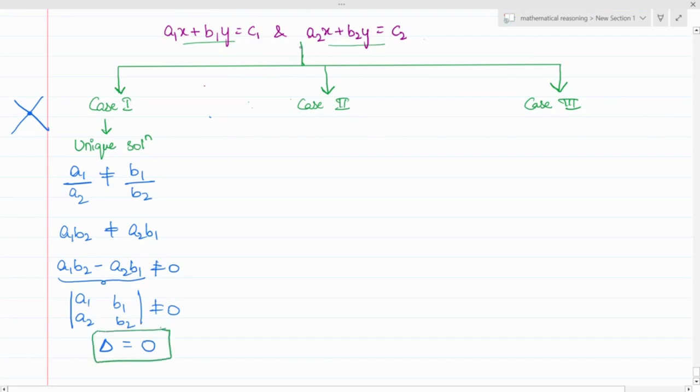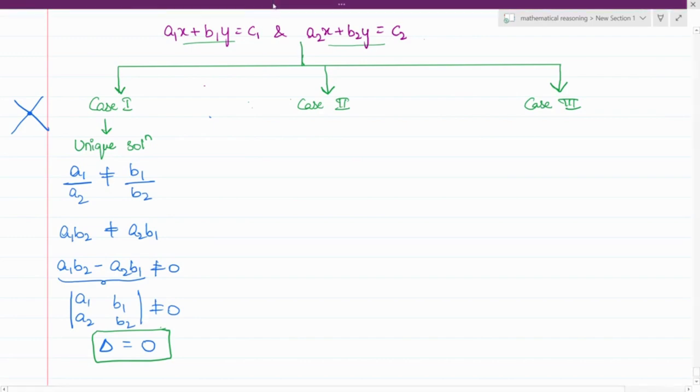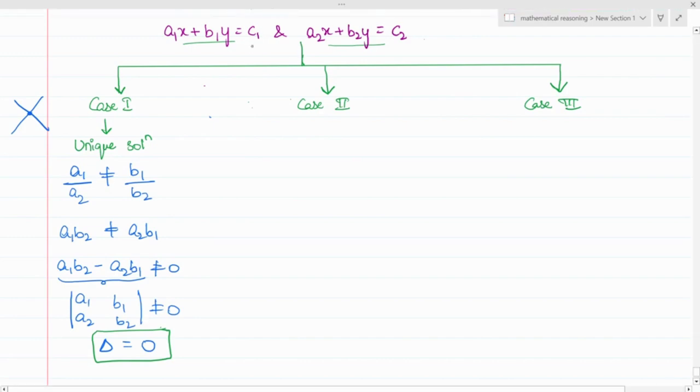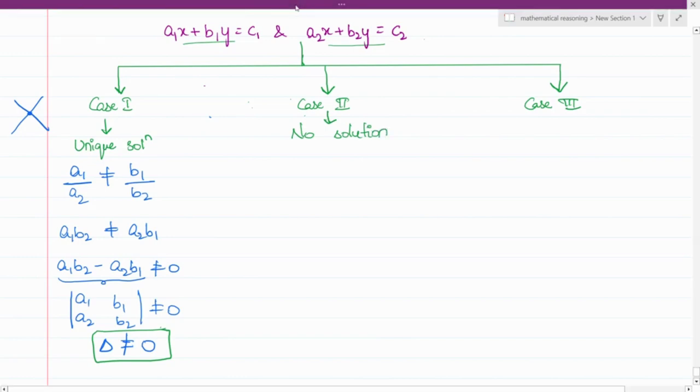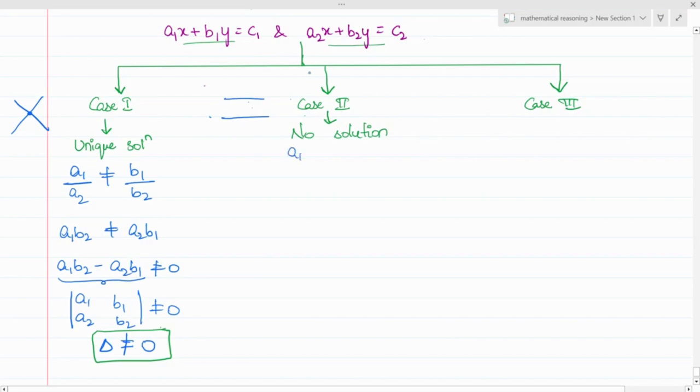So when we have a unique solution, delta is not equal to 0. Okay. Now coming to case 2. Case 2 is when we have no solution. When will we have no solution? When two lines are parallel. At that time the slopes will be equal, but these slopes are not equal to the constants.